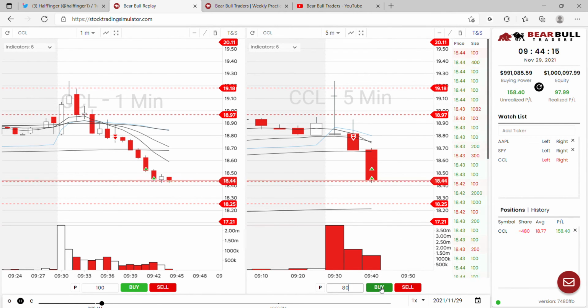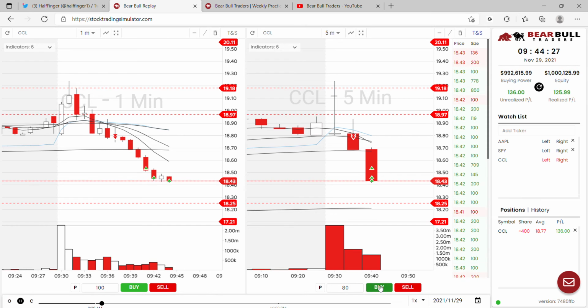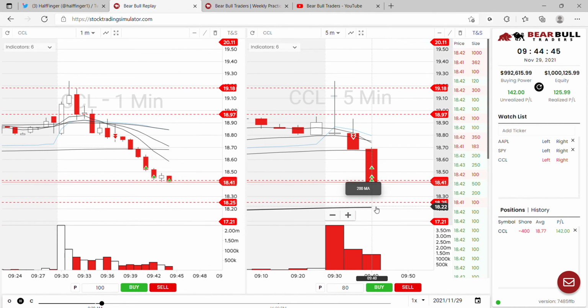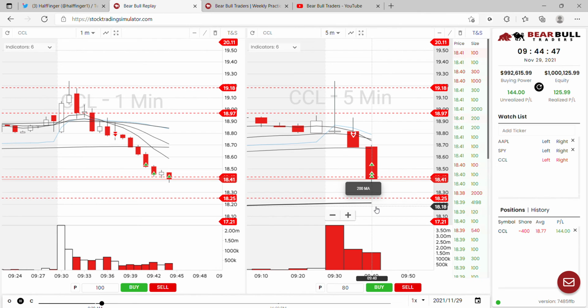Let's see here. This is a good move. This is a really good move. I'm gonna take out a bit more. So 50% of my initial position. Let's see if we can get to the 1825 or the 200 moving average by 5 minutes.